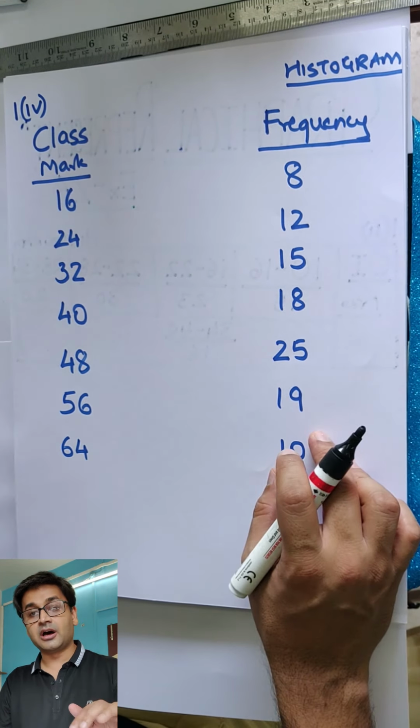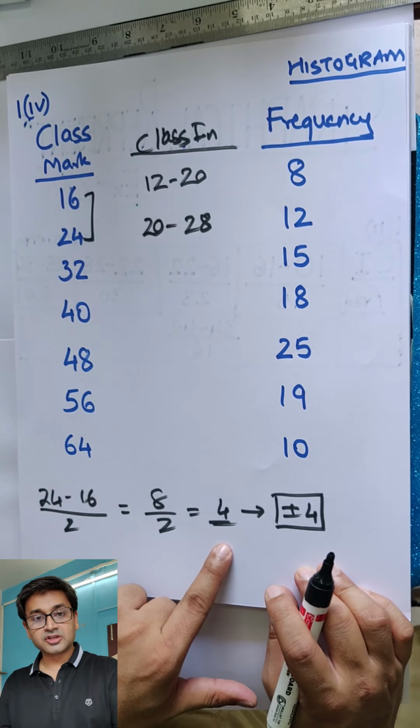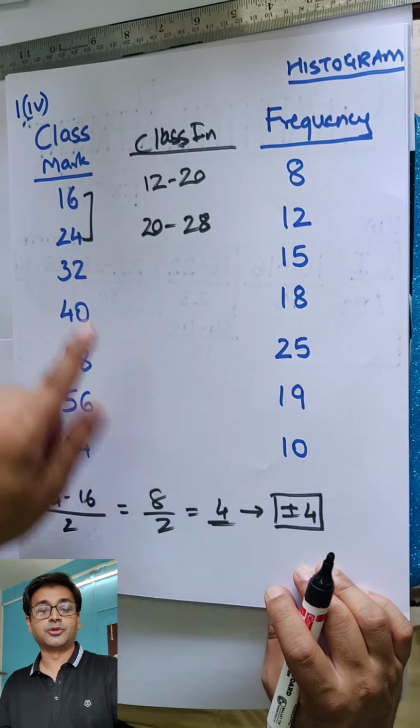So how to generate class interval from your class mark: you take two class marks, subtract them and divide by 2. Whatever answer you get, plus or minus that with the class mark. So when you do plus or minus 4, you get the entire class interval. Can you generate the rest? Pause the video, generate this, take your graph paper, draw the histogram and then come back and check it with me.